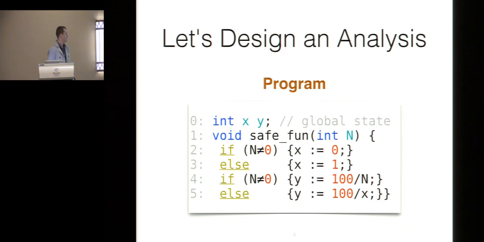In the second if statement, we compare n with 0. If n is non-zero, then we divide 100 by n, and that's safe because we've ruled out n from being zero. And in the case that n is 0, we divide 100 by x. And this is also safe because there's a correlation between the values of n and x: x must be 1 in the event that n is 0. So there are no division by zero errors here.